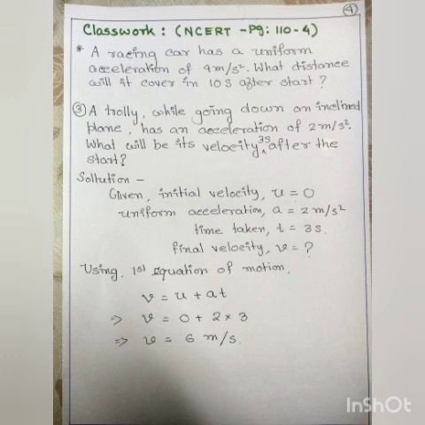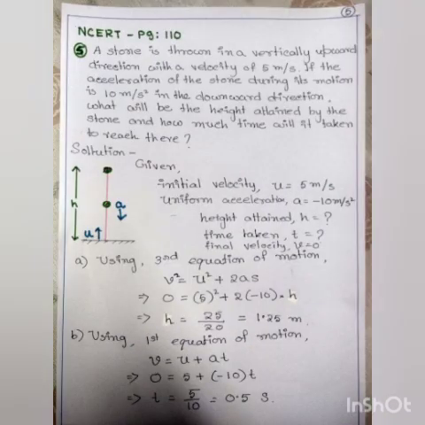That is v is what? For that we will use first equation of motion here, and that is v equals to u plus at. Just substitute the value of u, a and t. That is u equals to 0, acceleration a equals to 2, and time t is equals to 3. So final velocity v equals to 6 meter per second. Clear? Now let us discuss another numerical from your NCERT book, page number 110, and the question number is 5.